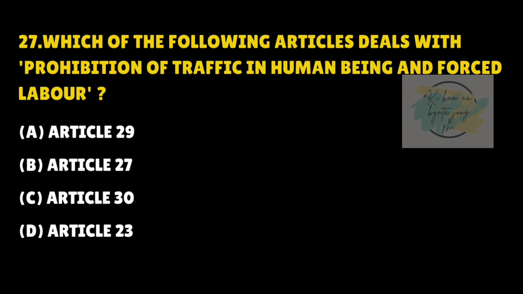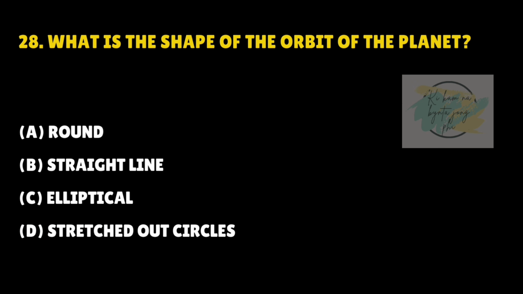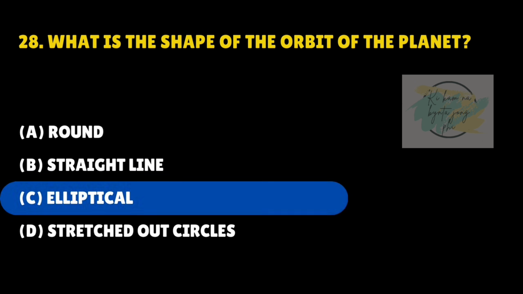Which of the following articles deals with prohibition of traffic in human beings and forced labor? Answer is D. Article 23. What is the shape of the orbit of the planets? Answer is C. Elliptical.